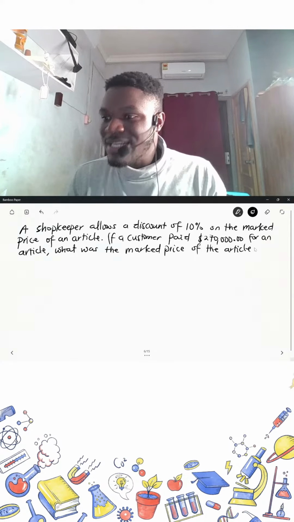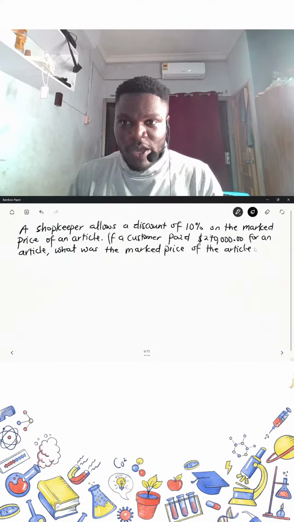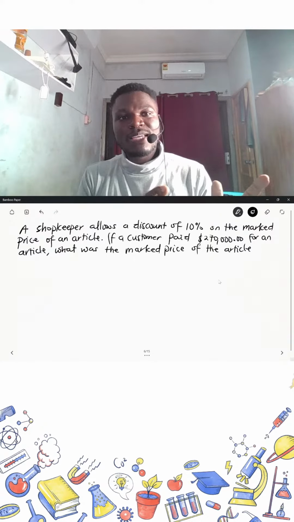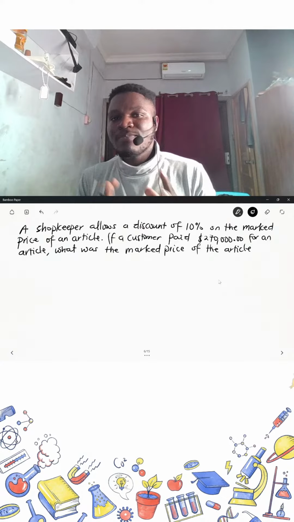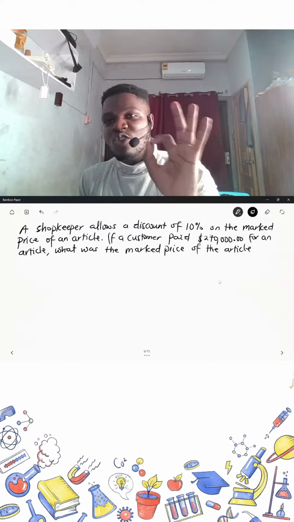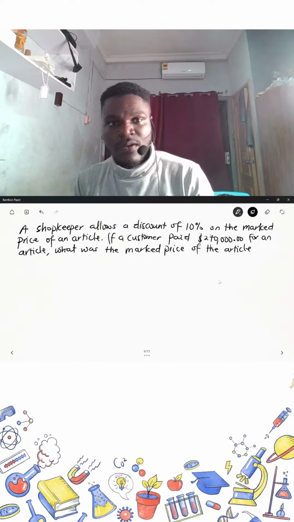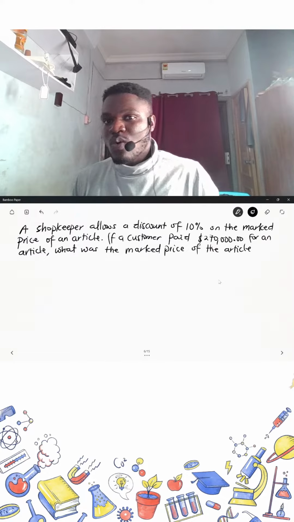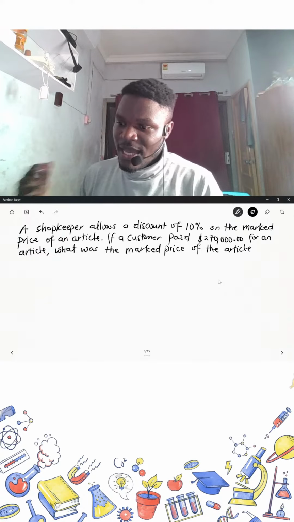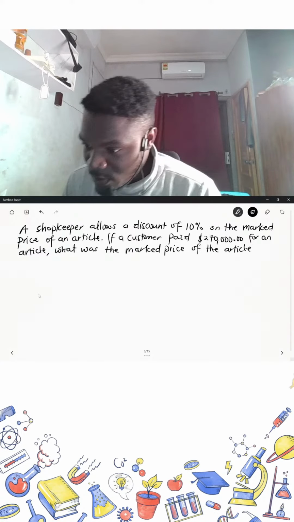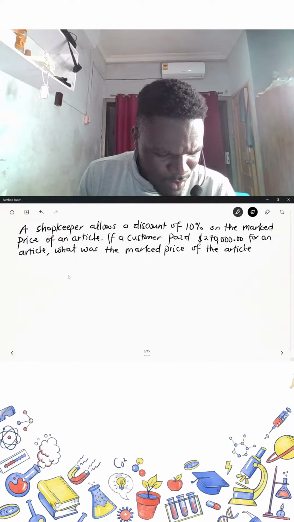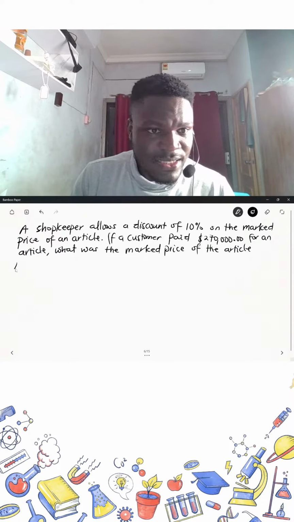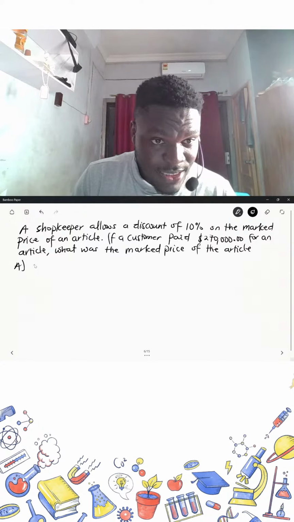Okay, so this question is just like the previous one. We are saying that a shopkeeper allows a 10% discount on the marked price of an article. If a customer paid 270,000 for an article, what was the marked price of the article? Okay, Cheyenne has already answered. He's saying 300,000. Okay, so let's look at the possible options that we have. Like I said, these are easy questions, and Cheyenne is getting them all correct.